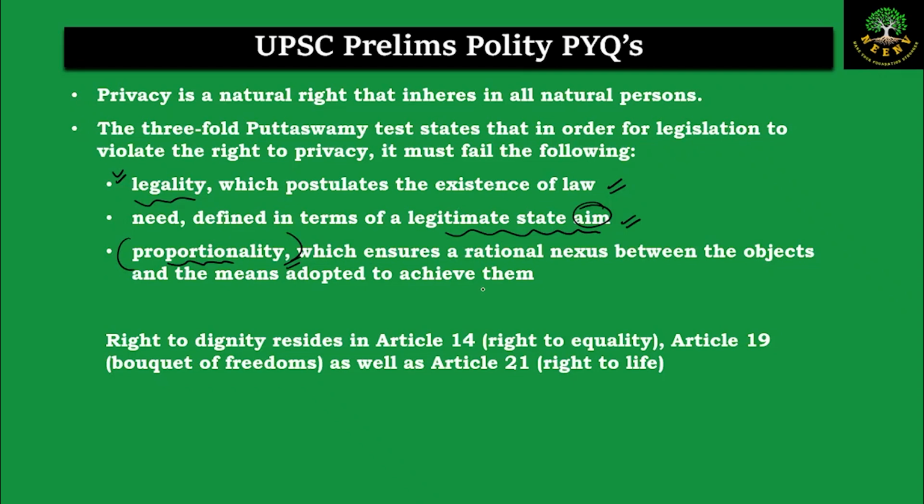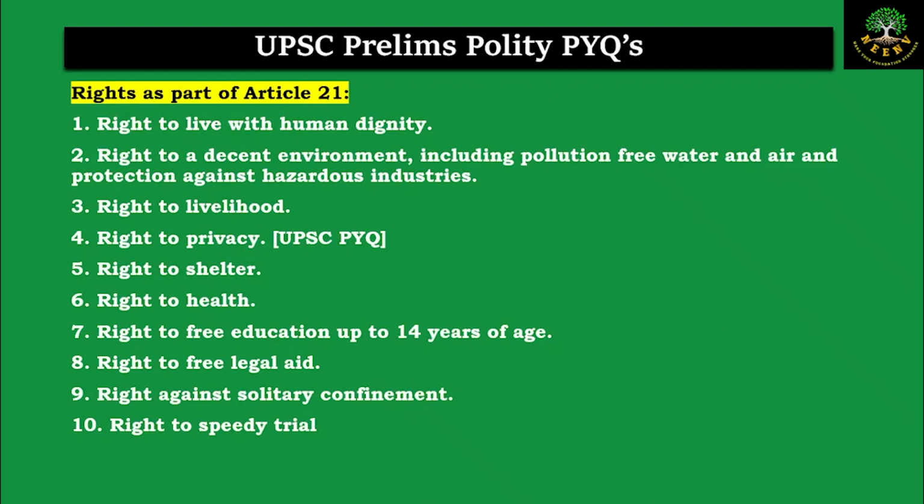And the right to dignity, it resides not just in Article 21 but also under Article 14 and Article 19. So when we say right to dignity, it will impact the trinity of rights, that is Article 14, 19 and 21. Now, over a period of time, various things have been included under the right to life. The court didn't come up on one day and say all these are included in the right to life. Over a period of time, as the constitution evolved through various court cases, the Supreme Court kept involving various rights into the right to life.